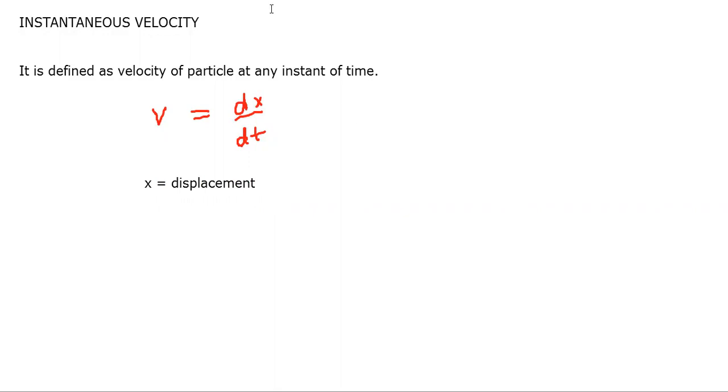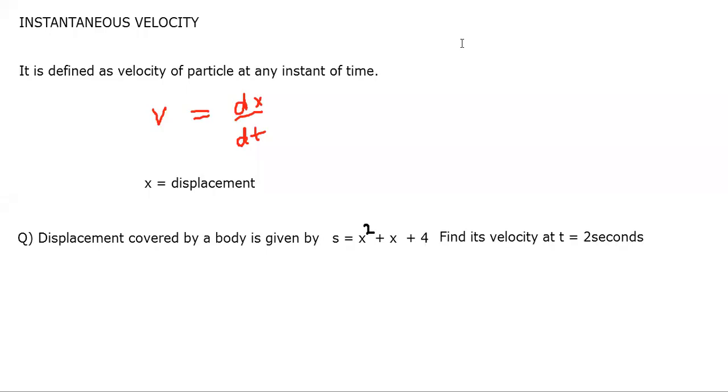I will give you a sample problem by which we can understand how this formula helps us to find velocity at a particular instant of time. So the question goes like this: displacement covered by a body is given by s equal to t square plus t plus 4. Find its velocity at t equals 2 seconds. So here you have an equation for displacement and you have to find velocity at 2 seconds. This velocity is the instantaneous velocity because it is asking for velocity at that particular time.